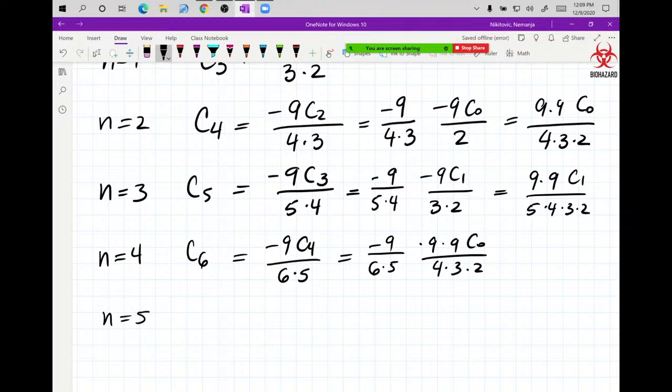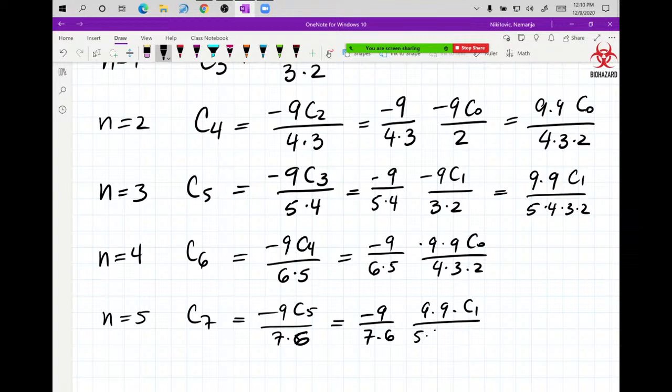For n equals 5, the last one, C7 is equal to negative 9 C5 over 7 times 6. Again, we can go on with this, waste all day. And C5 is 9 times 9 times C1 over 5 times 4 times 3 times 2. There you go.